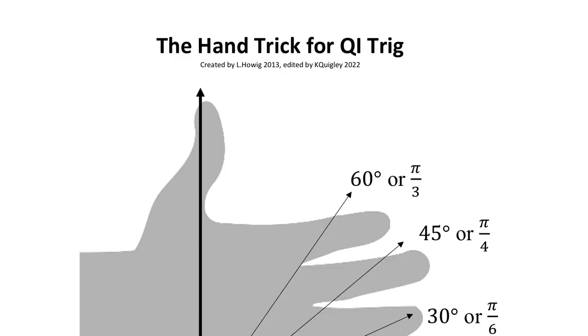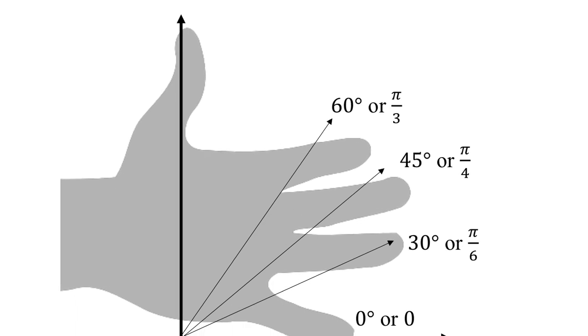From here on out, what I'm going to do is have things that maybe help you memorize the important values around your unit circle. The first thing is called the hand trick for quadrant 1 trig. And I know on your quiz trade cards you saw the hand trick written there. Let's actually learn what it is.